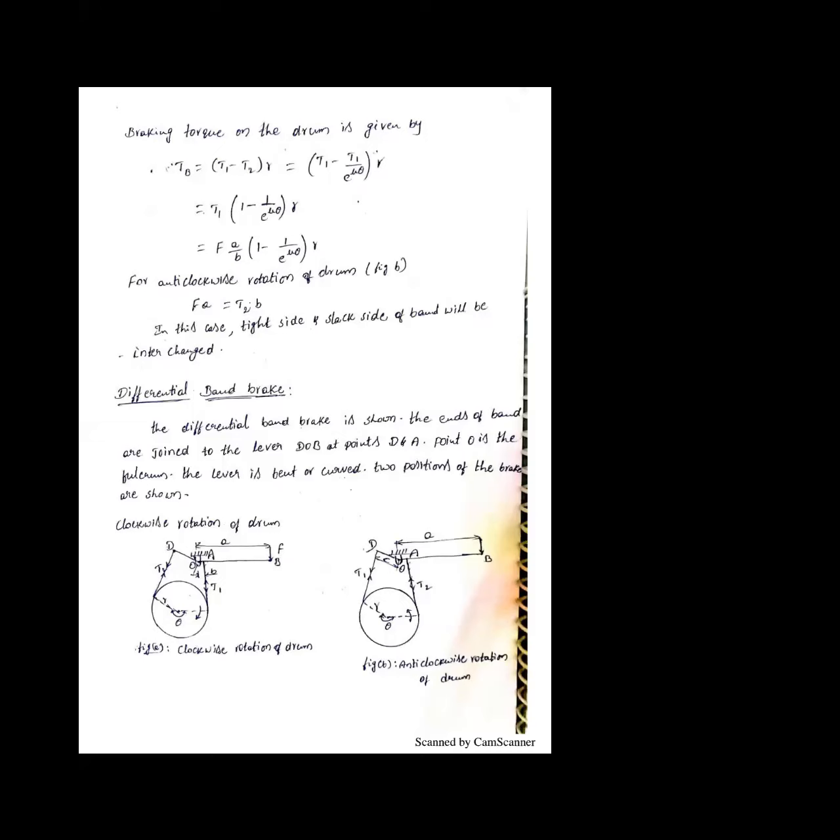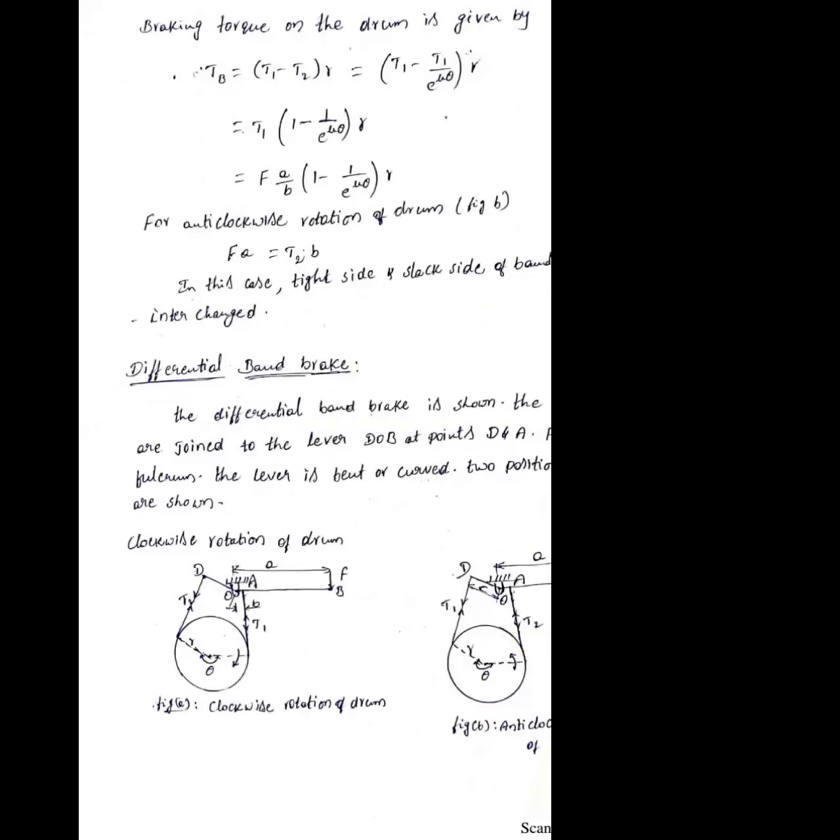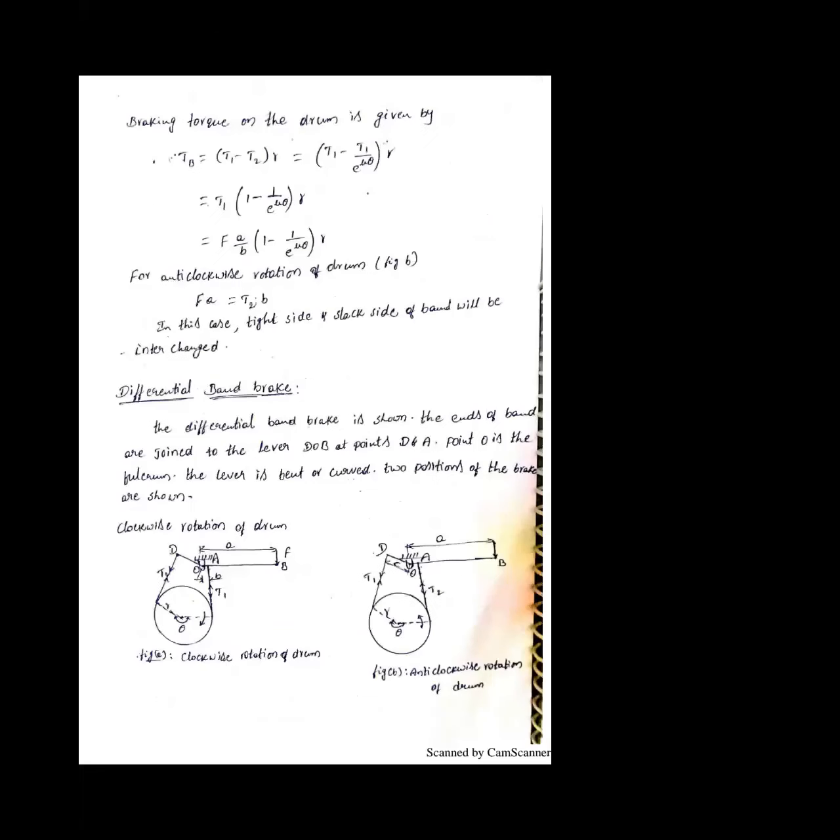When we apply the braking force, it acts at a distance from the fulcrum, that is A. The band has tensions T1 and T2. T1 acts at a distance B from the fulcrum, and T2 acts at a distance C from the fulcrum. Those distances go with the respective forces.